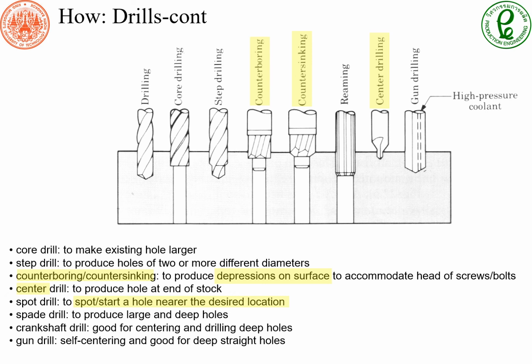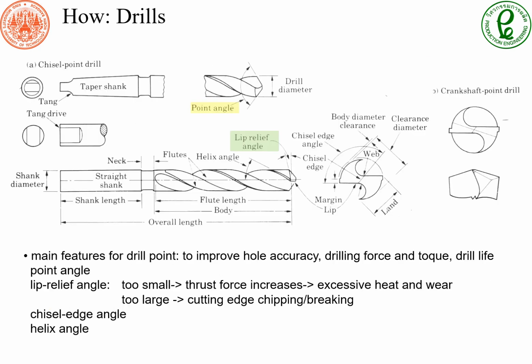Counterboring or countersinking is to produce a depression on the surface to accommodate the head of screws or bolts. A center drill is to produce a hole at the end of the workpiece. A spot drill is to spot a start, or to create a mark to start the hole at the desired location. A spade drill is to create deep holes. Crankshaft drills and gun drills also create straight deep holes. So it depends on how we use it for the application.